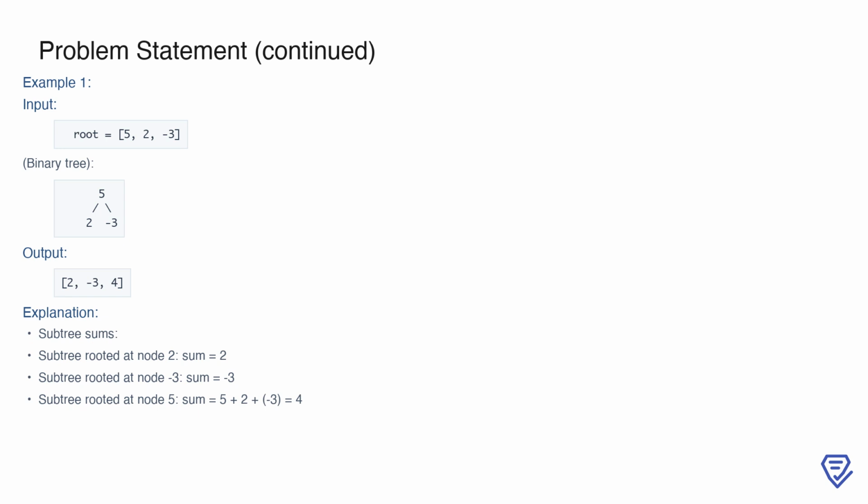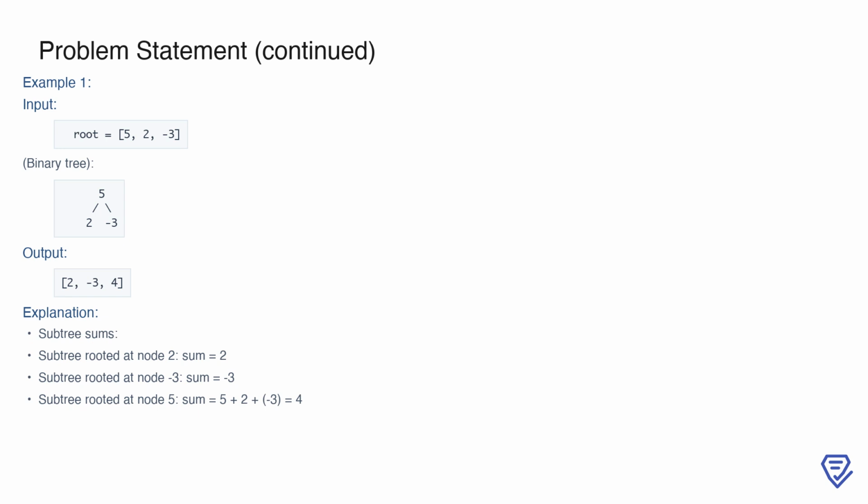Consider a binary tree represented by the input array 5, 2, -3. If we visualize this tree, it has a root node with the value 5 and two child nodes, 2 on the left and -3 on the right. To calculate the subtree sums, we analyze each node and its descendants. For the node with value 2, the subtree is just the node itself, so the sum is 2. Similarly, for the node with value -3, the subtree sum is -3.